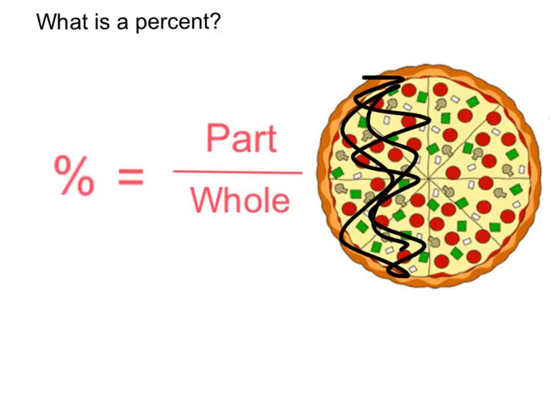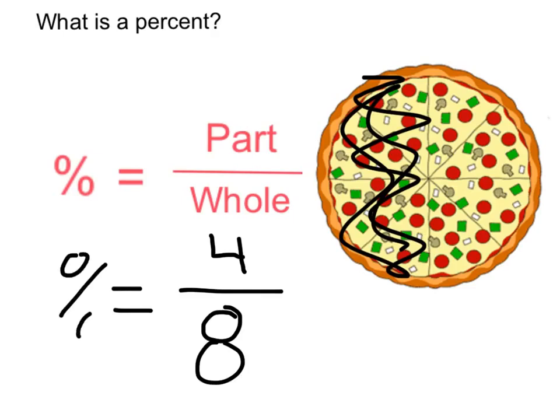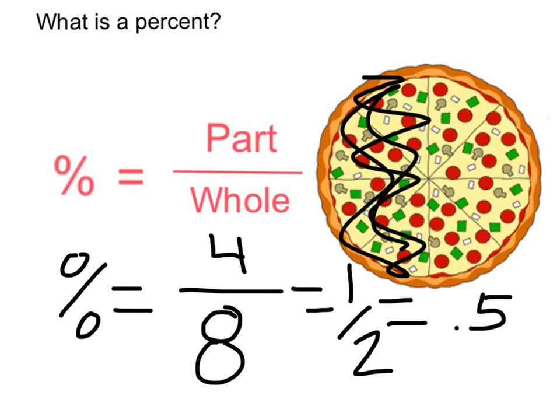Our whole pizza has 8 slices. The part of the pizza we ate had 4 slices. To find the percent, we just need to simplify that down and then change our fraction into a decimal. This can be simplified down to 1/2, which is equal to 0.5 as a decimal, and as we proved before, we can change our decimal into a percent. So, by eating 4 slices of the full 8-slice pizza, we ate 50% of the pizza.